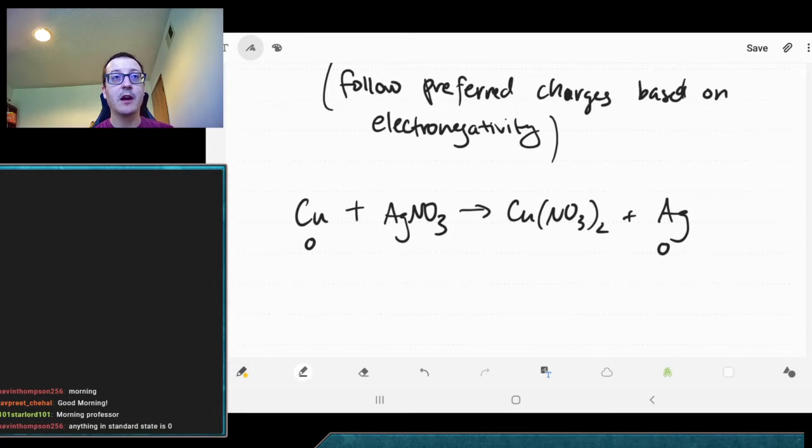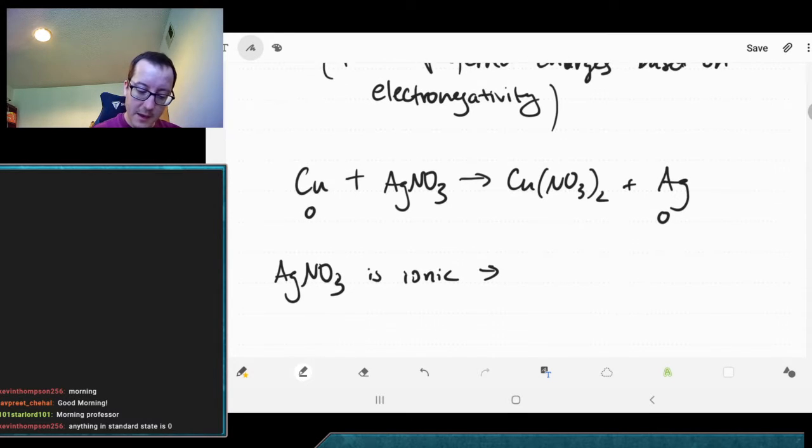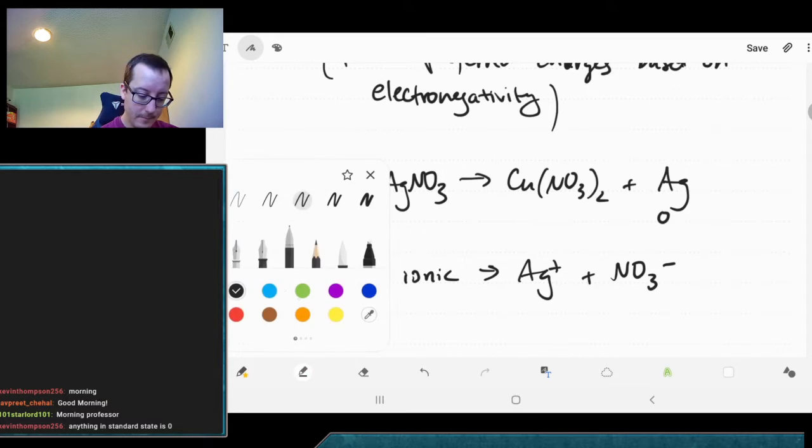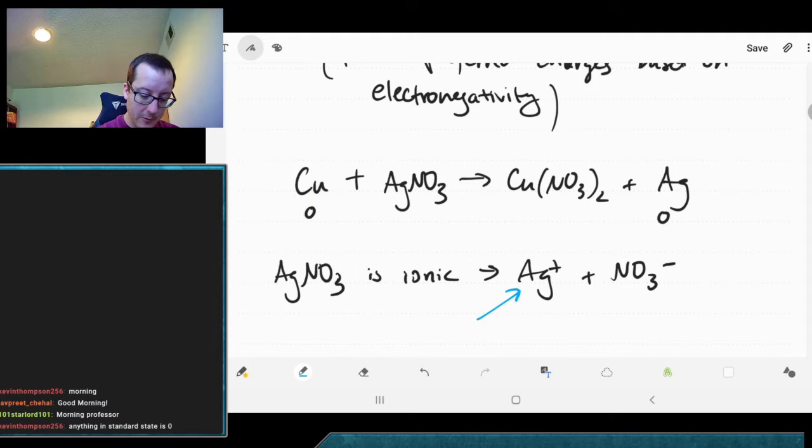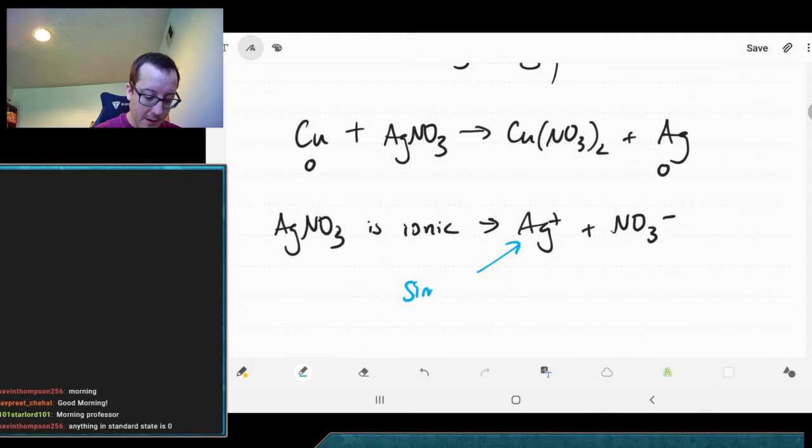Next, we can look for some common ions in here. We see that silver nitrate, for example, is an ionic compound, so we know it's made of these 2 ions. We note that the silver ion is a simple ion.